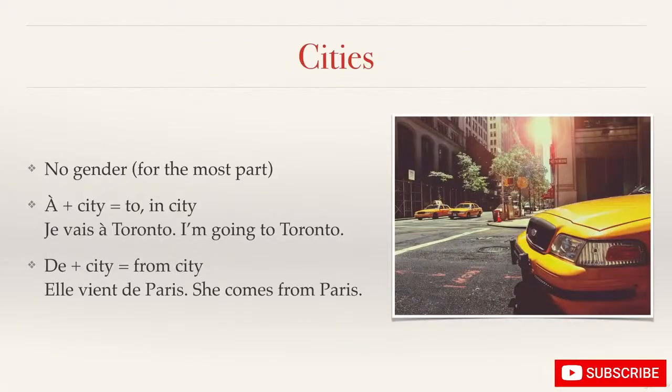With cities, however, for the most part, I'd say about 95% of the time, cities have no gender, which makes it a little bit easier. So we would just use à when going to a city or being in a city, and we use de when coming from a city. So for example, je vais à Toronto, so I go to Toronto. So no O, just à. Elle vient de Paris. She comes from Paris, so just de.